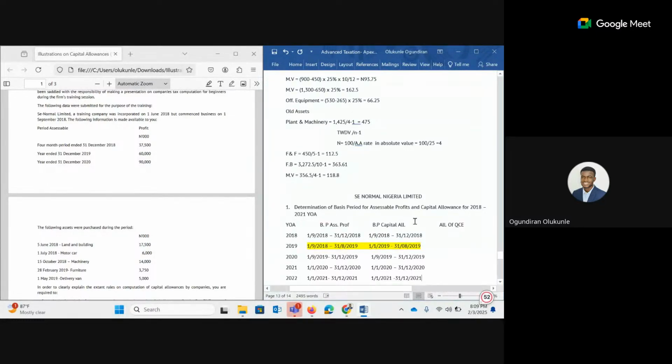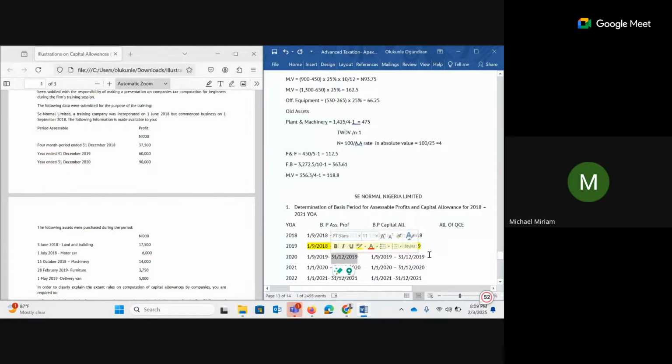Do you have any question for me? Please, can you explain that basis period for 2020 again? So the basis period for 2020, you mean 2020 year of assessment, right? Yes, sir. Okay, so for the basis period for year 2020, what we just did is we started a day after this date. So a day after 31 August is what? That's 1st September 2019. That's where we are starting there. And we are ending where the basis period for assessable profit ends.